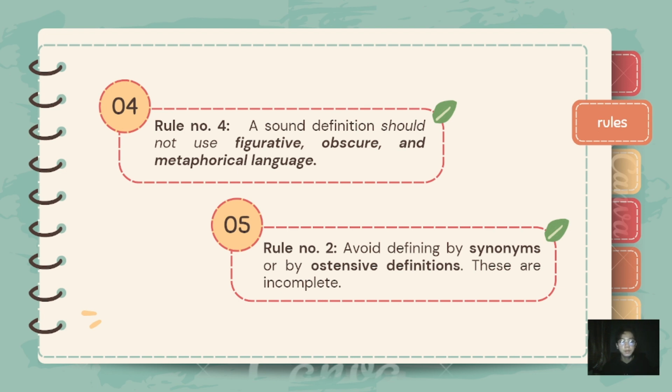Avoid defining by synonyms or by ostensive definitions. These are incomplete. The rule is, do not define the obscure by means of the obscure. Use your words that your hearers understand or that can be made intelligible to them. Let your hearers know what you are talking about. Make it impossible for them to misunderstand you. So, those are the 5 rules in composing a definition.